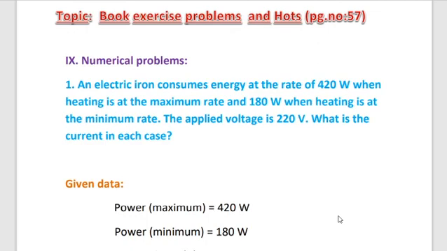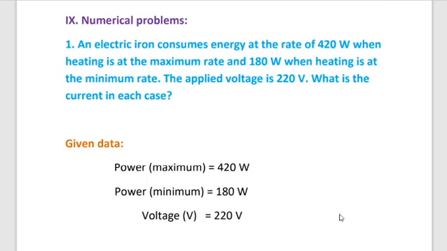The first problem. An electric iron consumes energy at the rate of 420 watt when heating is at the maximum rate and 180 watt when heating is at the minimum rate. The applied voltage is 220 volt. What is the current in each case?